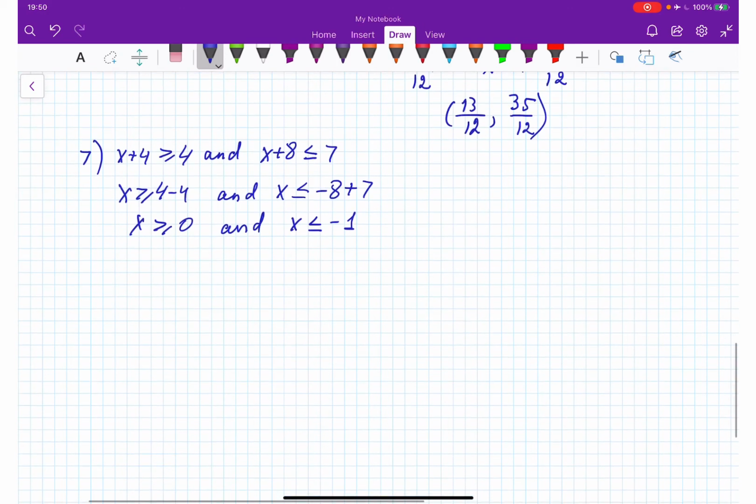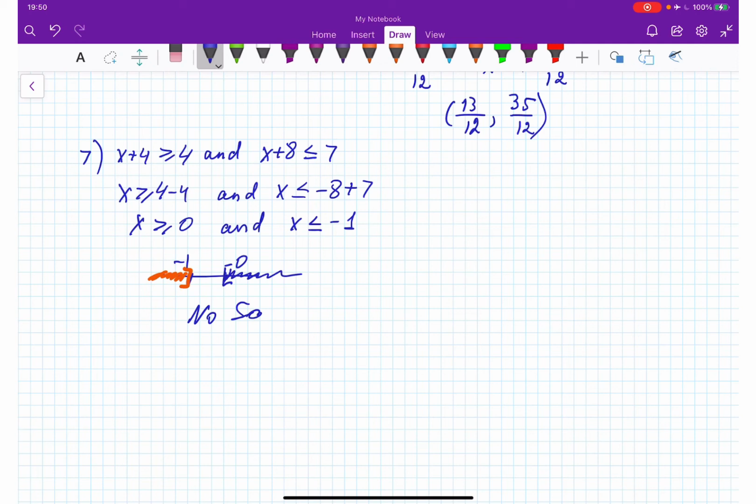All right, so what do we get? x is greater than or equal to 0, this is my 0, this is negative 1. Greater than or equal to 0 and less than or equal to negative 1. Since it's and, there is nothing in common, so we have no solution here. Question number 8.